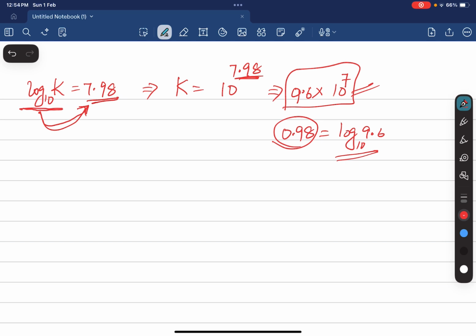Simple. Log base 10 K we got as 7.98. That can be simplified by sending this log to the other side. It becomes 10 power, whatever the base value is, with the power of this value. So that simplifies as 10 power 7 as it is, and 0.98 equals log 9.6. So 9.6 into 10 power 7 equals the K value. That's how we can simplify these log values.